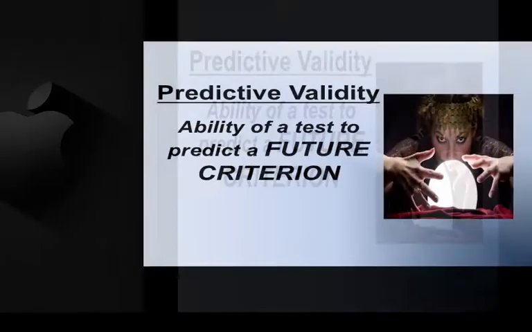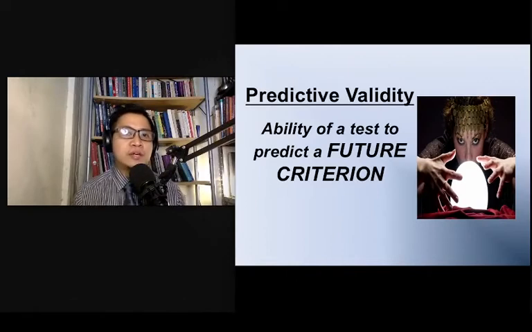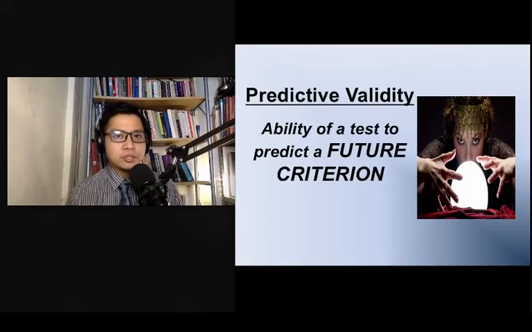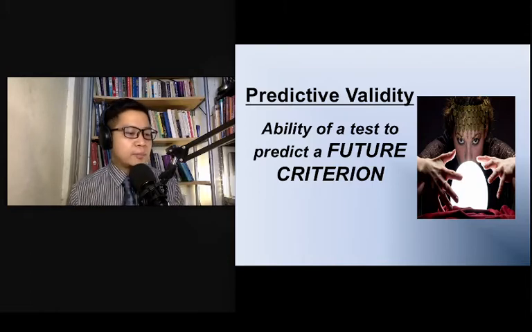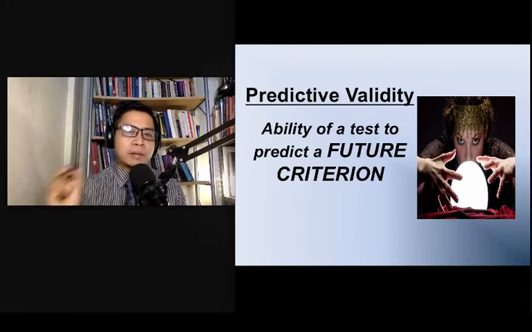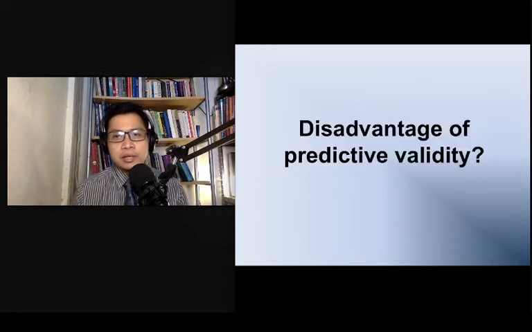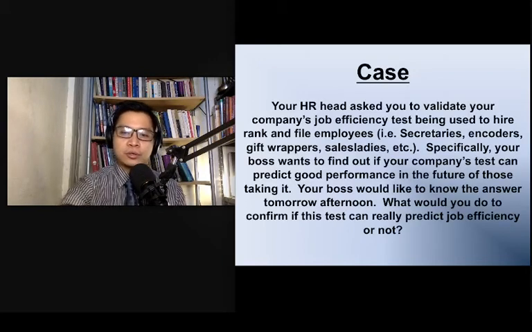Yung ginawa nating procedure na yan is called predictive validity, where in the process, we test the ability of the test to predict a future criterion. Kaya ba ng test mo na manghula ng isang criterion na mangyayari pa lang in the future? Now, ang disadvantage ng predictive validity is reflected in this case. Okay? So let's talk about this case. Read on your own silently.